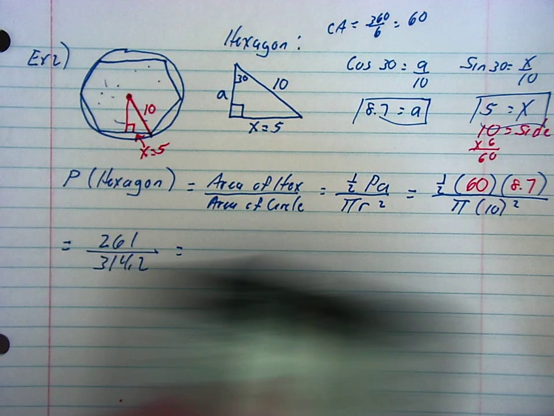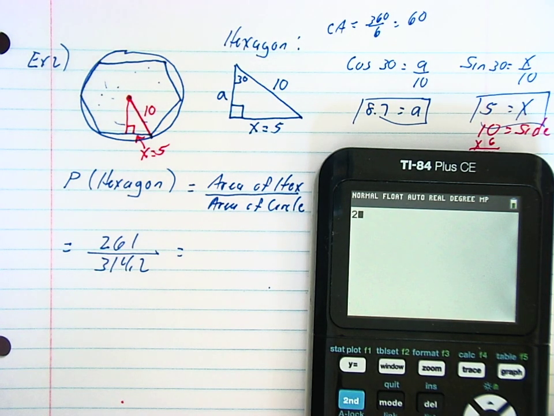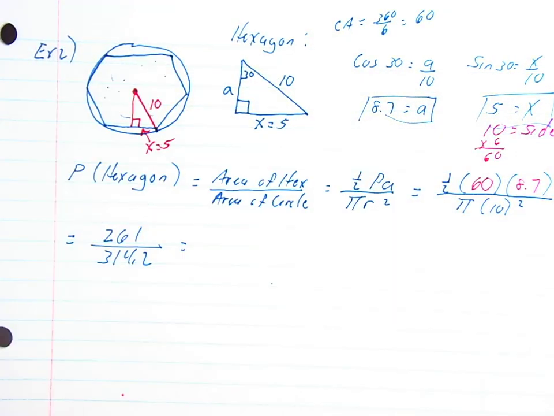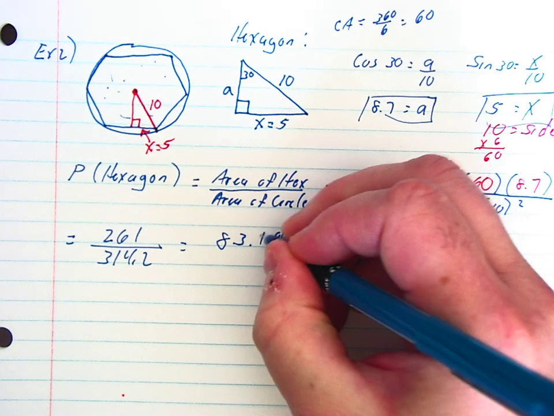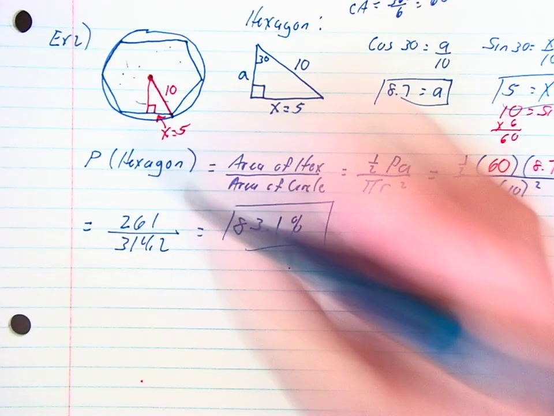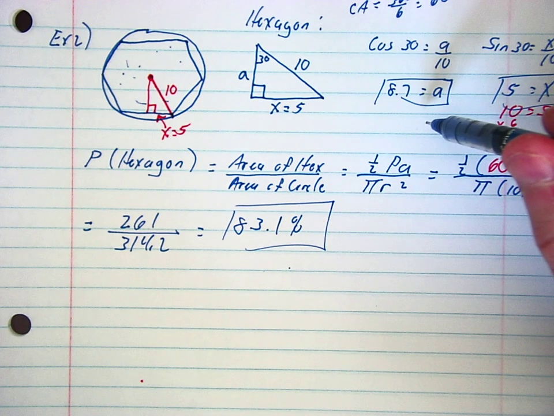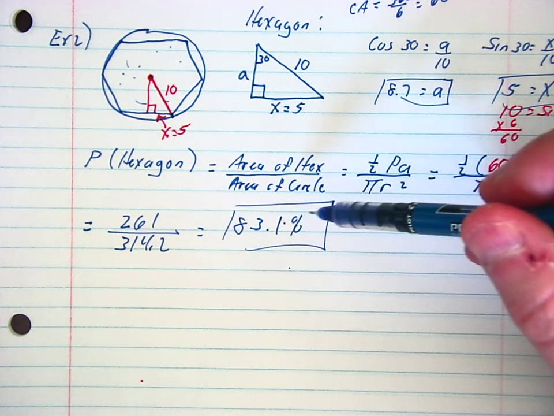Divide them and multiply by 100, and that'll be your final answer. So I got 261 divided by 314.2 times 100. You got an 83.1% chance. 83.1%, which makes sense because if you look at the figure, it was gonna be a big percent. So, that's not really that surprising that it's a big number.